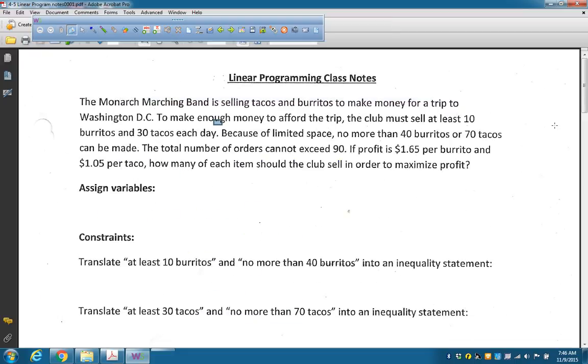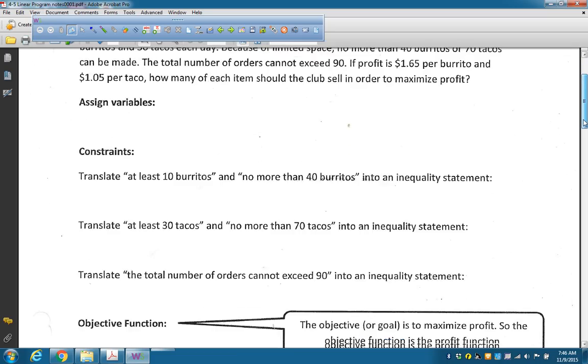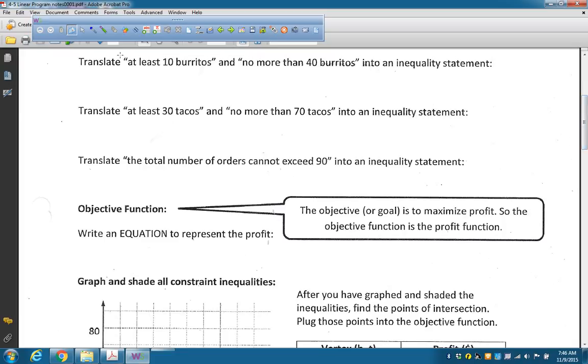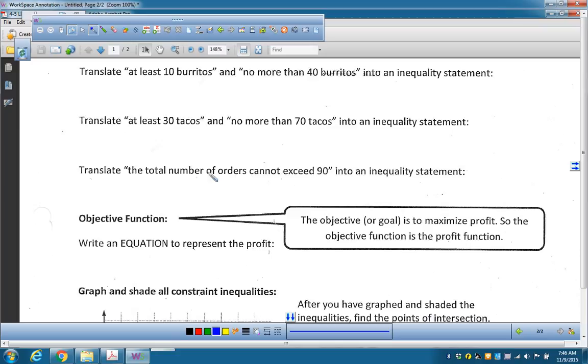So now, I'm going to go back down to here. Translate, who can tell me how to translate the number of orders cannot exceed 90 into an inequality statement? Go ahead, Amanda. Oh, no. Altogether, what do you have? t plus b. So you have tacos and burritos, right? And those have to be less than or equal to 90.